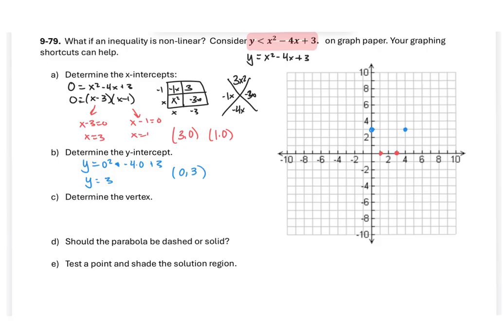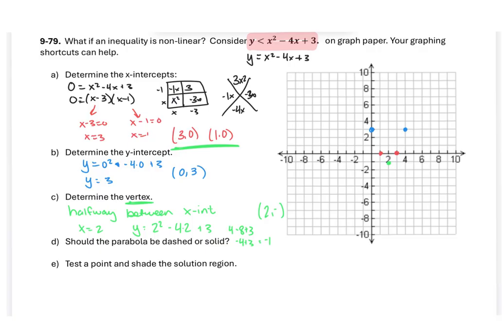The last thing that this asks me to do to graph my parabola is to determine the vertex. I know the vertex is halfway in between my x-intercepts. So halfway in between 3 and 1 is 2. So I'm going to do y equals 2 squared minus 4 times 2 plus 3, which would be 4 minus 8 plus 3, or negative 4 plus 3, which is negative 1. So my vertex would be the point (2, negative 1).